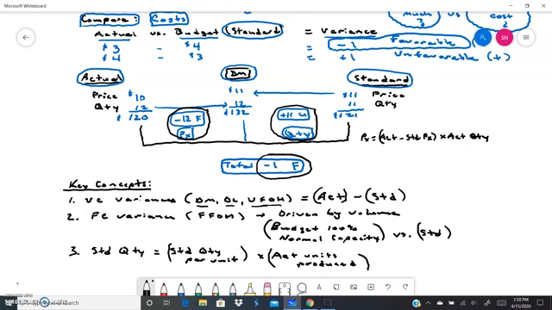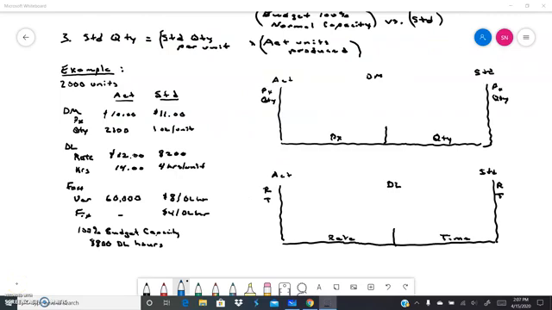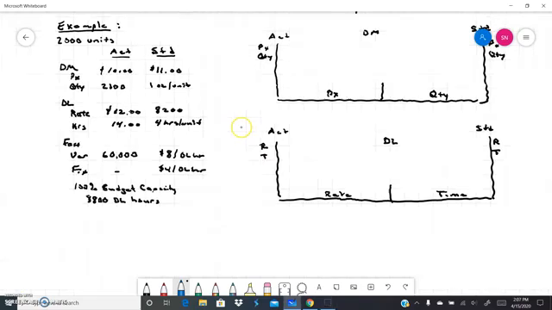So I'm going to go ahead and set up an example and we'll work through that. So I've set up an example here. Slide that up a little bit. So we've got, we're manufacturing 2,000 units. We've got actual and standard. So for direct materials, we've got actual price of $10. We've got an actual quantity of 2,100. We'll call them gallons. We've got a standard price of $11 and standard quantity, we'll call these ounces, 1 ounce per unit.